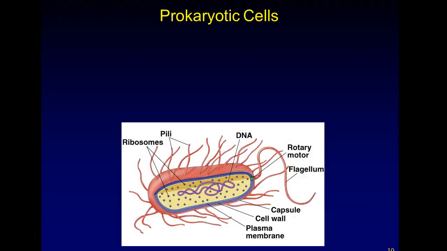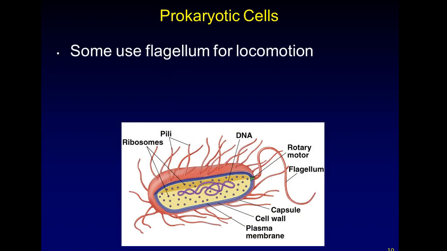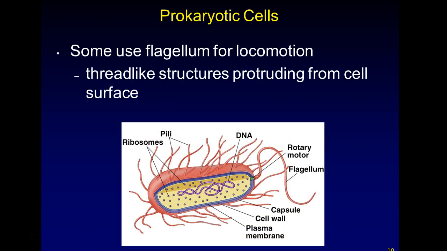So here's a picture of a generalized prokaryotic cell. Some of them use what's called a flagellum for locomotion. It's a thread-like structure that protrudes from the cell and it helps it move. I have another picture after this. Here there's a little motor that moves this flagella, and this is the flagella. And these are little pili.